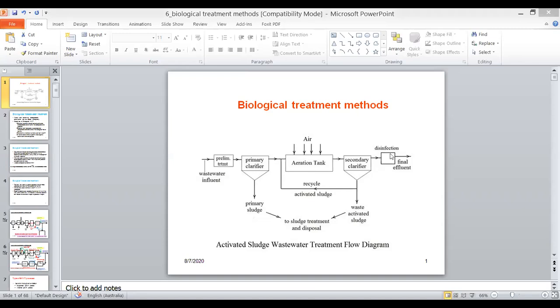Tertiary treatment methods consist of disinfection and nutrient removal. Advanced wastewater treatment methods include salt removal, such as reverse osmosis, electrodialysis, ultrafiltration or microfiltration, and activated carbon adsorption.